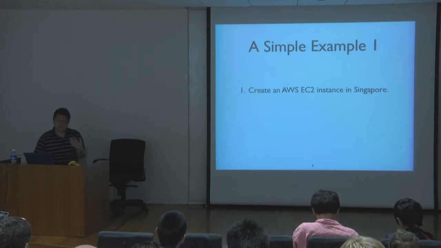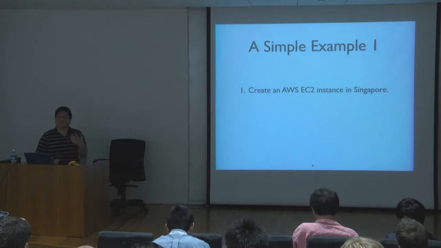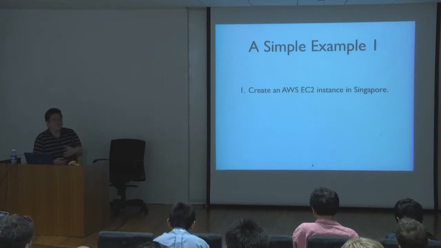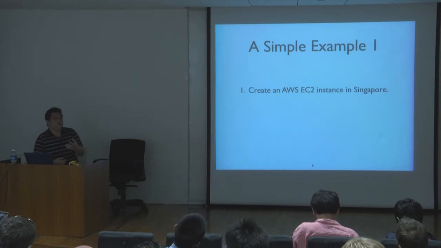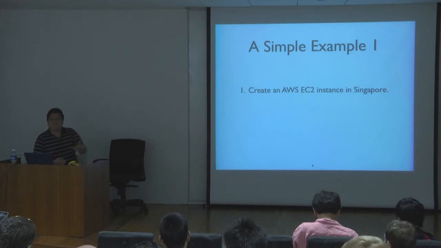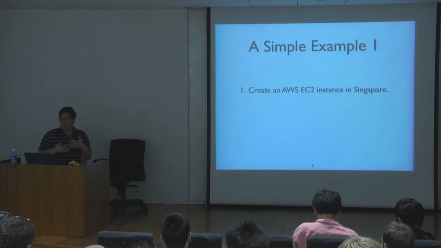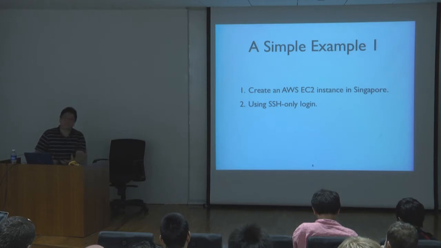So what I'm going to do is create an AWS EC2 instance in Singapore. For those of you who are new to this, an EC2 instance is Elastic Compute Cloud. So using AWS, you can create your VM instance in quite a number of regions: in the US, in Australia, in Singapore, in Europe, and even sub-regions in some of those places. So today I'm going to create an instance in Singapore, okay? And I'm going to allow SSH-only login.